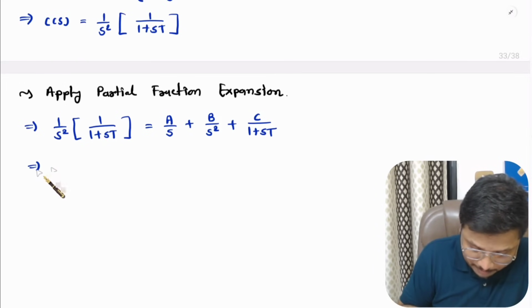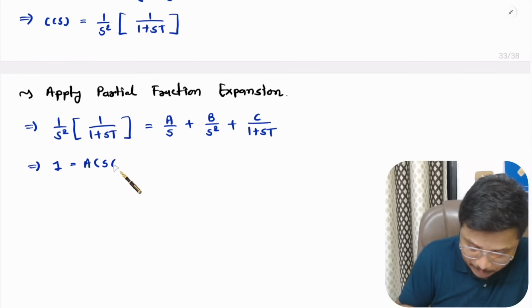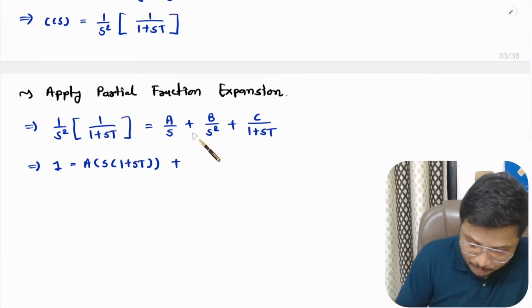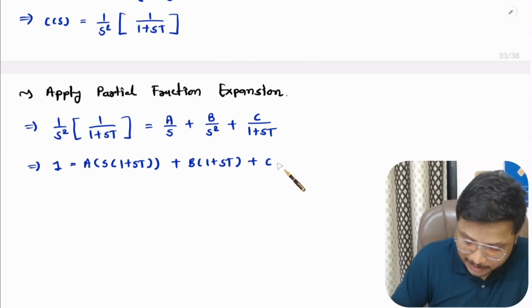On this side we will have 1 along with A. In the denominator we have S, so over here we will have S into 1 plus ST. Here we have B. In the denominator we have S square, so B into 1 plus ST. And here we have C. In the denominator we have 1 plus ST, so we need to multiply S square over here.